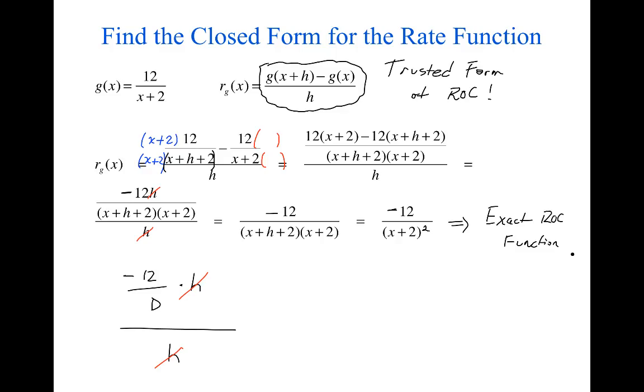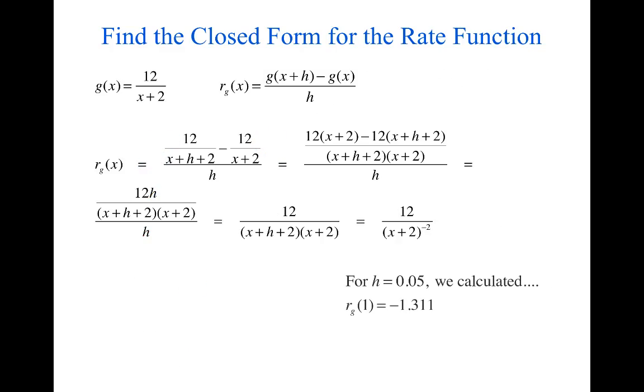for any x value. We looked at, for x equals 1, what was our approximation? No, we did better than that, right? Negative 1 point something? Negative 1.311 or something? Do I have that right? I think I have it on the screen. Yeah, there we go. So when h was 0.05, we calculated negative 1.311.